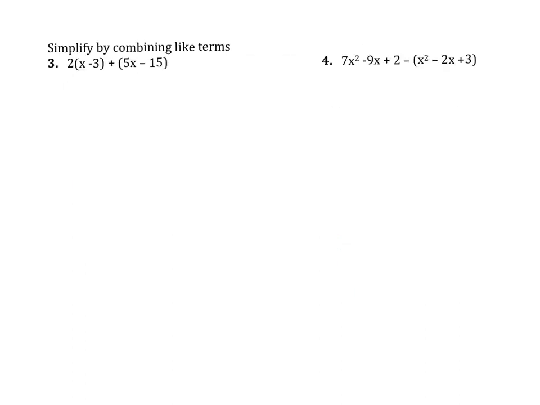Okay, problems 3 and 4 say solve by combining like terms. So again, we use order of operations, which means we're going to distribute first. So 2 times x is 2x, 2 times -3 is -6, plus 5x minus 15. Now, like terms are going to be those that have the same variable. So positive 2x and positive 5x gives us 7x. -6 and -15 gives us -21. And we're done. Same thing over here.